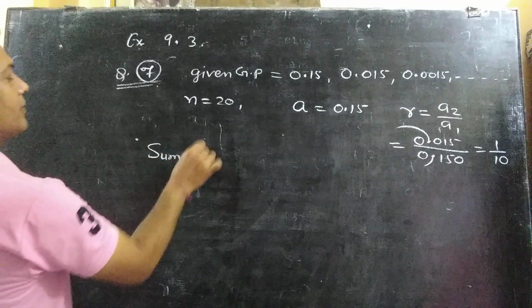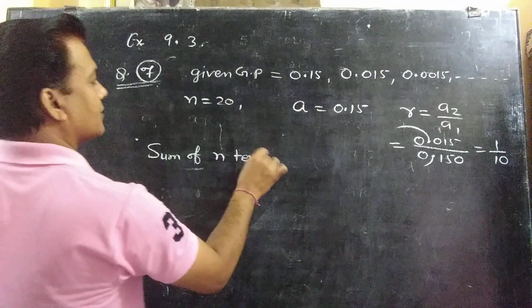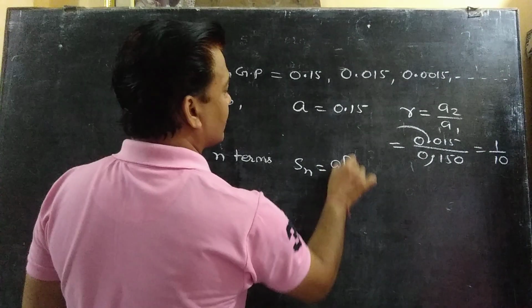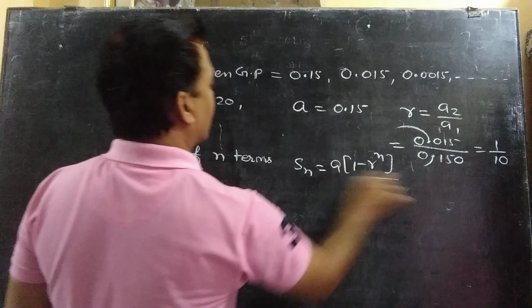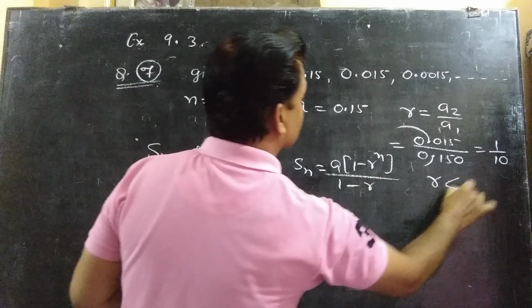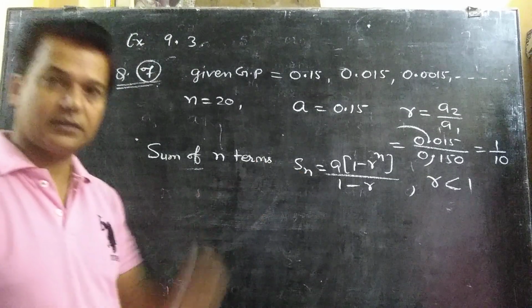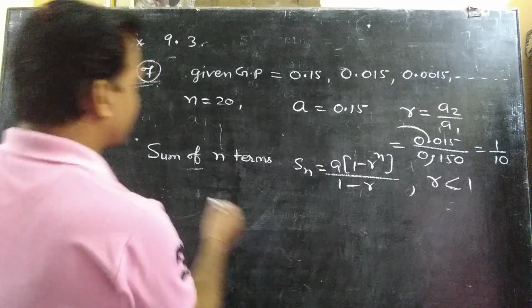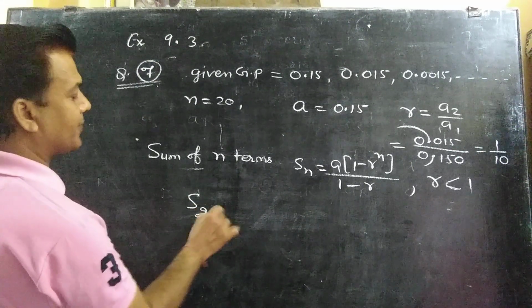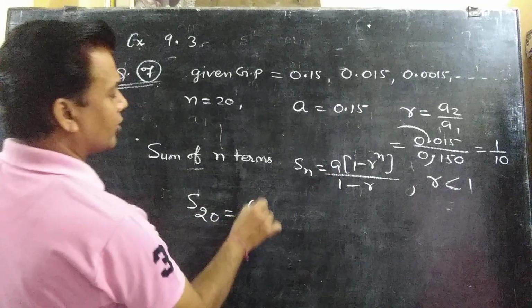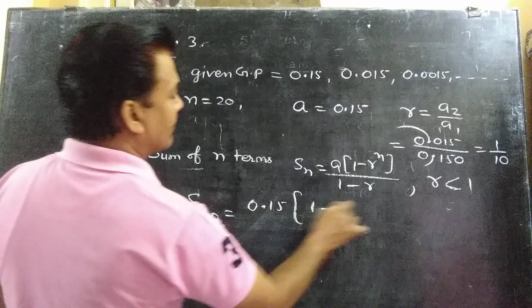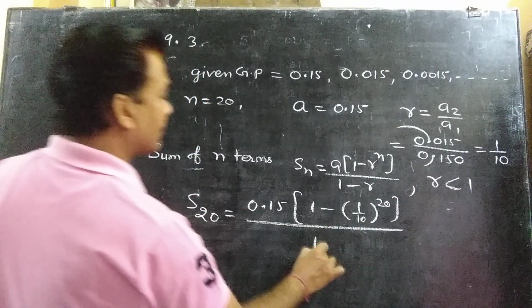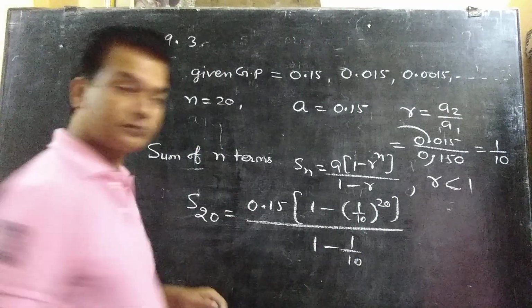Sum of n terms is given by Sn equals a into 1 minus r raised to n upon 1 minus r, because r is less than 1. This is the formula we have to apply. Substitute the values here as 20. First term is 0.15, 1 minus 1 by 10 raised to 20 upon 1 minus 1 by 10.